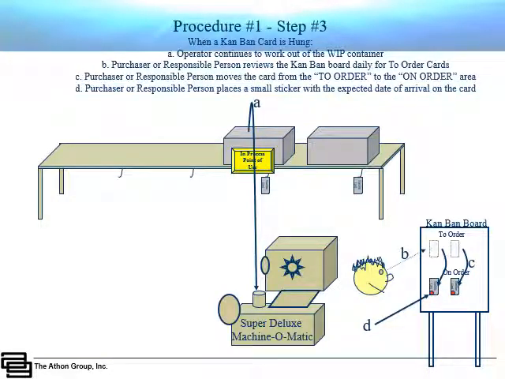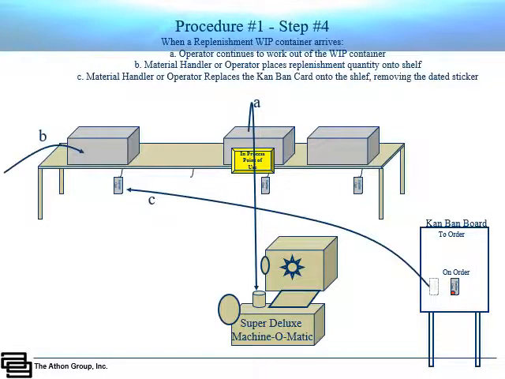Well, everybody keeps working. A few weeks later, the material arrives. We put the box on the shelf, grab the card off the board, take the sticker off, re-hang it on it, and then we continue working until we get back around the system to that box.